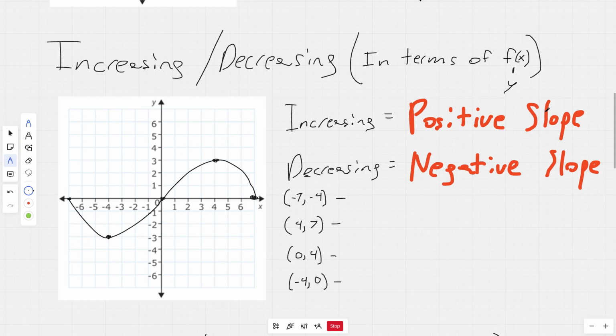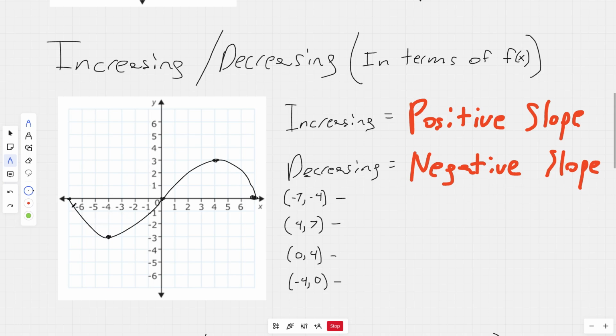So, when we're increasing, we have a positive slope, because the y value is going up. Doesn't matter if we're concave up or concave down, that has no correlation. If we're increasing, our slope is positive. If we're decreasing, our slope is negative.